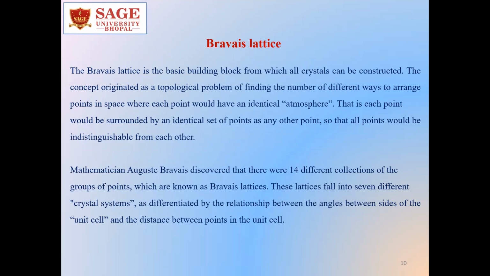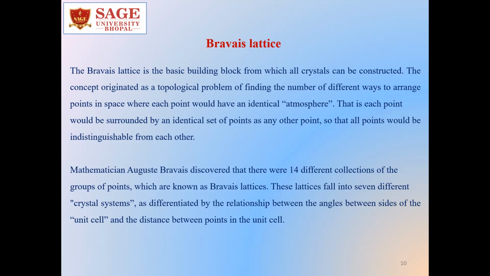But in Bravais lattice, the Bravais lattice is the basic building block from which all crystals can be constructed. So this is the main basic building block. The concept originated as a topological problem of finding the number of different ways to arrange points in space where each point would have an identical atmosphere. That is, each point would be surrounded by an identical set of points as any other point, so that all points would be indistinguishable from each other.